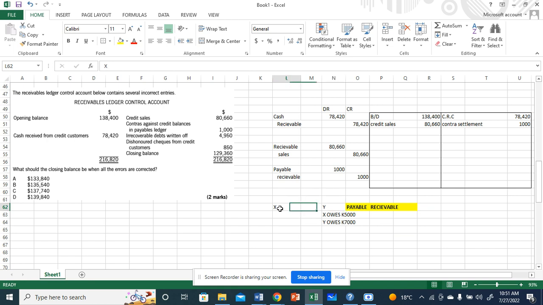So let's look at it from X's side, right? We're owing Y 5,000, so it's our payable, but it's owing us 7,000, so again it's our receivable. So instead of us paying Y 5,000, then Y pays us 7,000, we can say, okay, this 5,000, we can deduct it, so that Y just pays us 2,000, right?